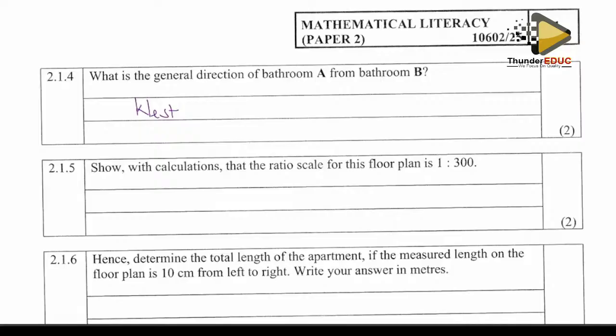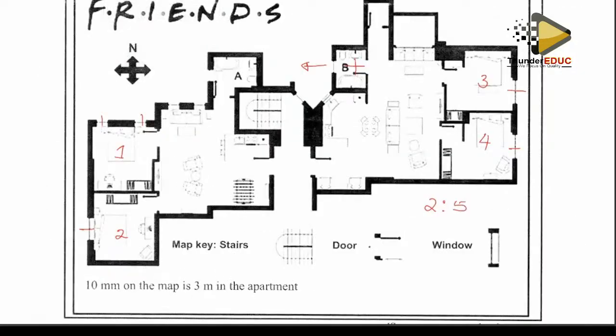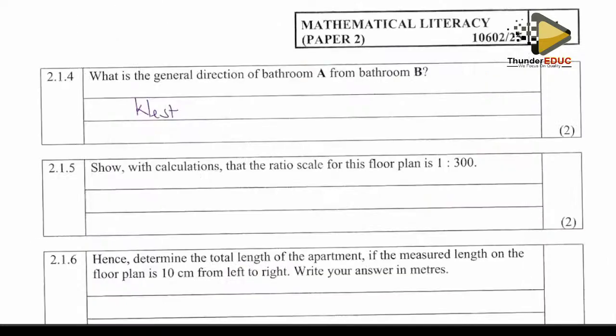Show with calculations that the ratio scale for this floor plan is 1 is to 300. What shall we do? What we're going to use is what is given already here. It says 10 millimeters on the map is 3 meters in the apartment. The word meter shows you that this is real life. You cannot measure a meter on a piece of paper, but you can measure millimeters. So they are telling us if you have 10 millimeters, you have 3 meters in real life. The meter has to change into millimeters, multiplied by 1,000. So leaving us with the 10 is to 3,000.